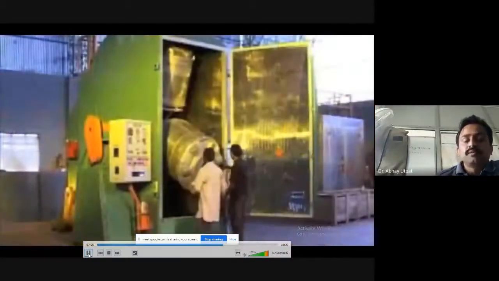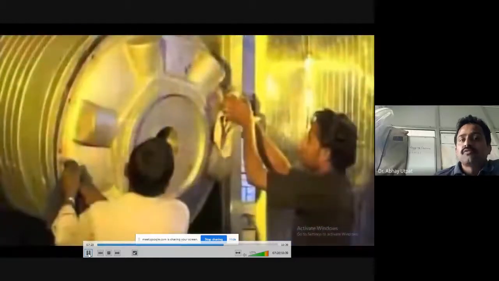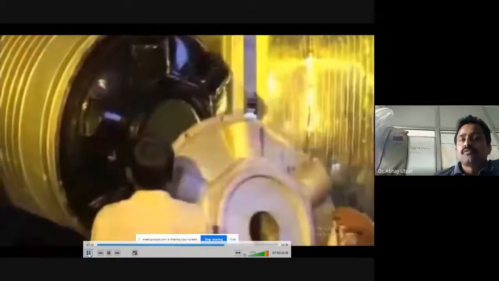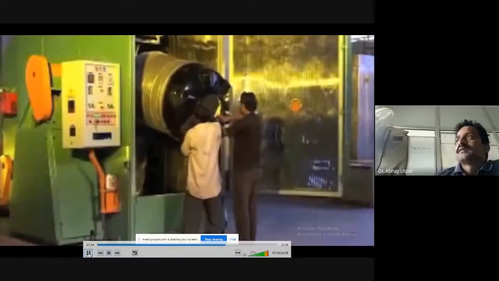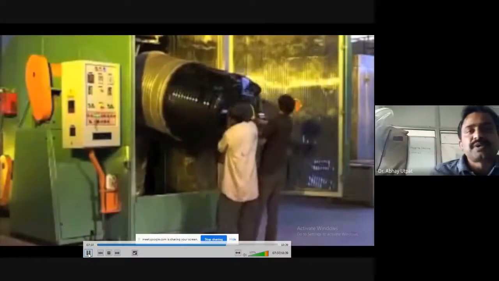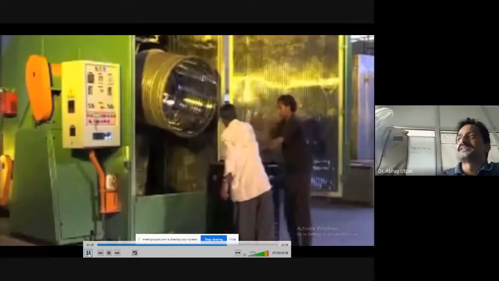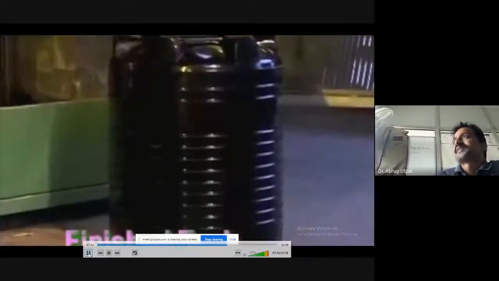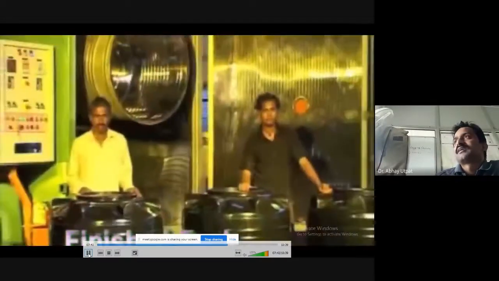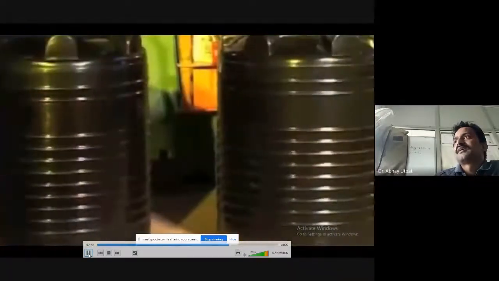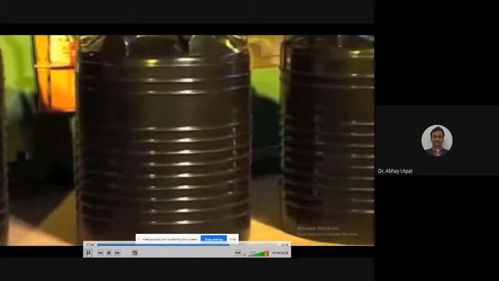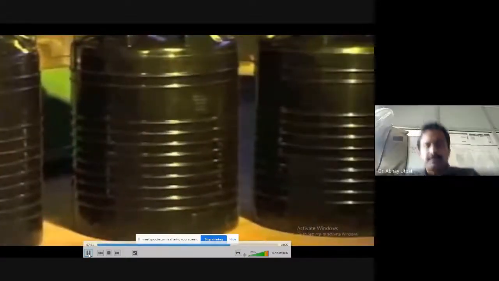Now the molds are ready for opening. See how beautiful. Some lubrication is provided, that's why it is removed easily. See, four tanks are produced in one stroke by the rotational molding process. So the rotational molding process is applicable to such bigger sizes.